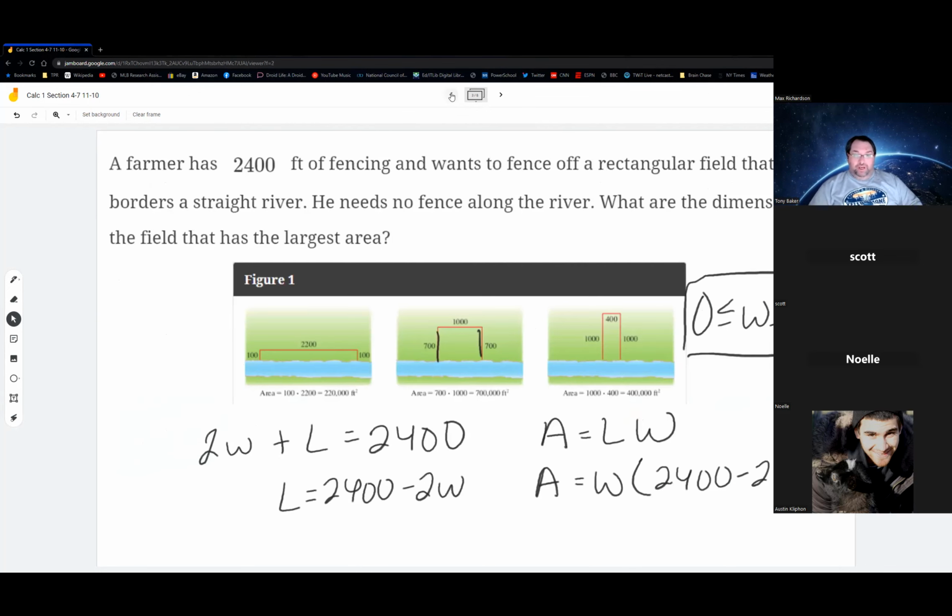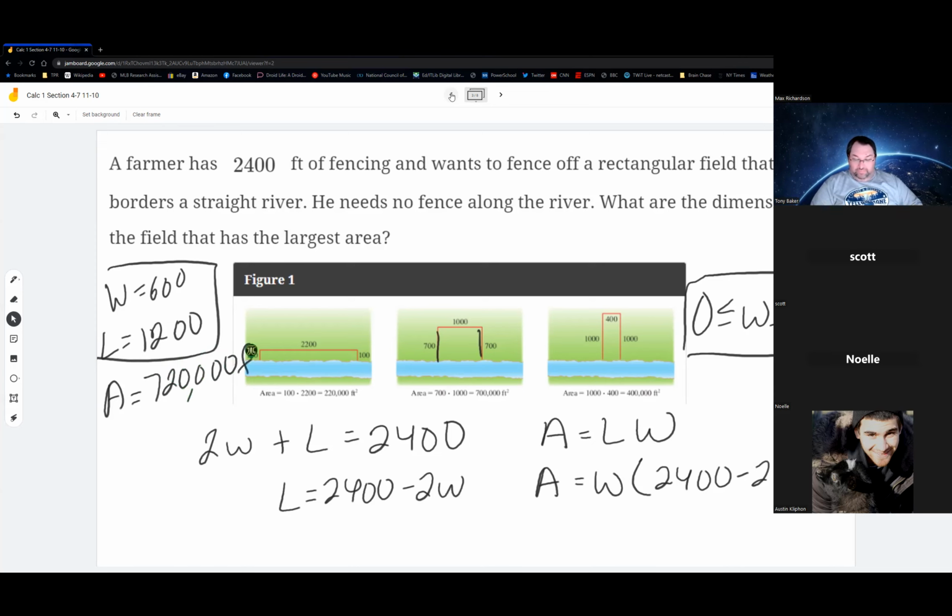So now if I go back to my problem, if my width is 600, my length has to be 1200. And then if I multiply those two together, my area is 720,000 feet squared.